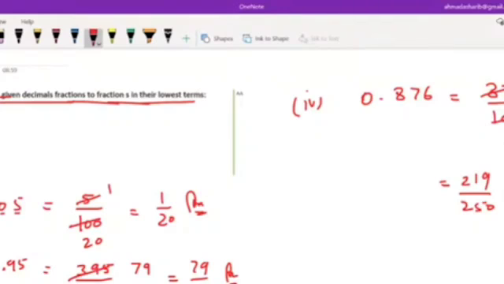Now let us do the last question. 50.06. So it will be 5006 upon 100, and now you can reduce it by 2 and then find the answer. 2 2s are 4, 1 carry, 2 5s are 10, 0 as it is, 2 3s are 6, and 2 5s are 10, 0 as it is. So 2503 by 50. Fine.